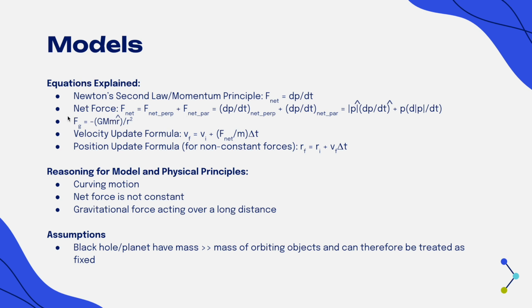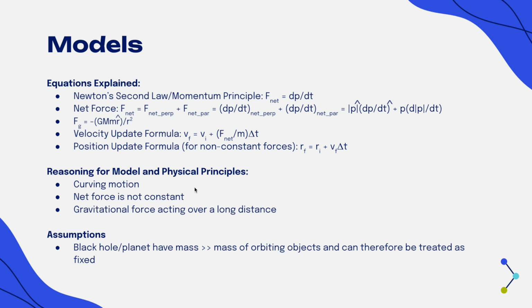And then for both parts, we use Newton's universal law of gravitation, which says that the force of gravity is equal to this. And then for the second part, we also use the velocity update formula, which is an application of the momentum principle, and the position update formula. The reason that we're using these is because we're considering curving motion. That's why it's useful to split it up into perpendicular force and parallel force.